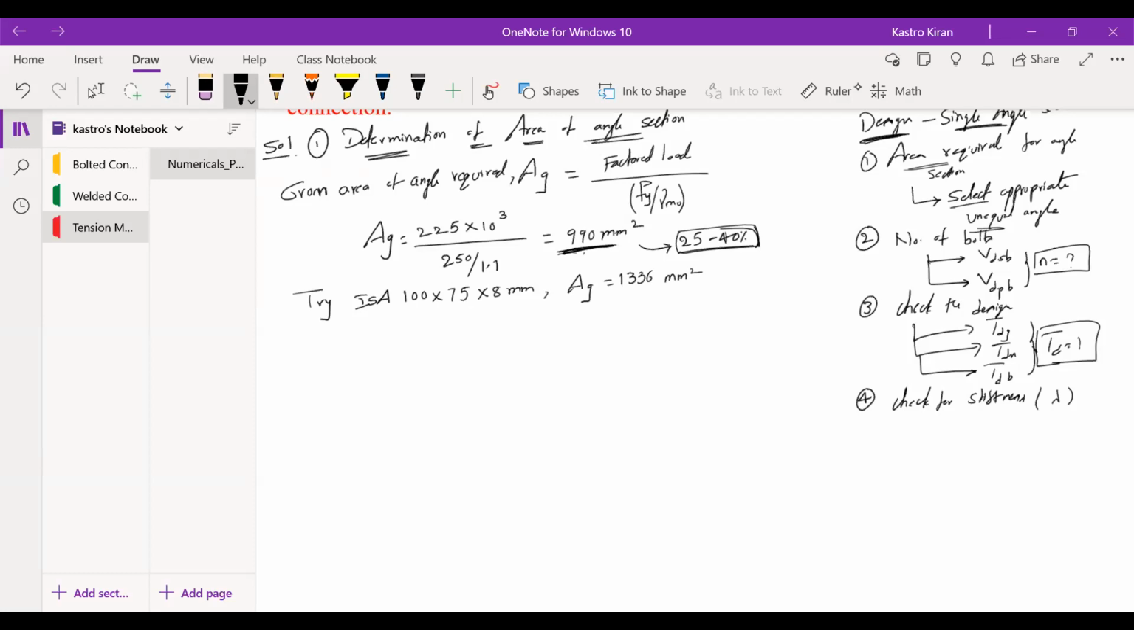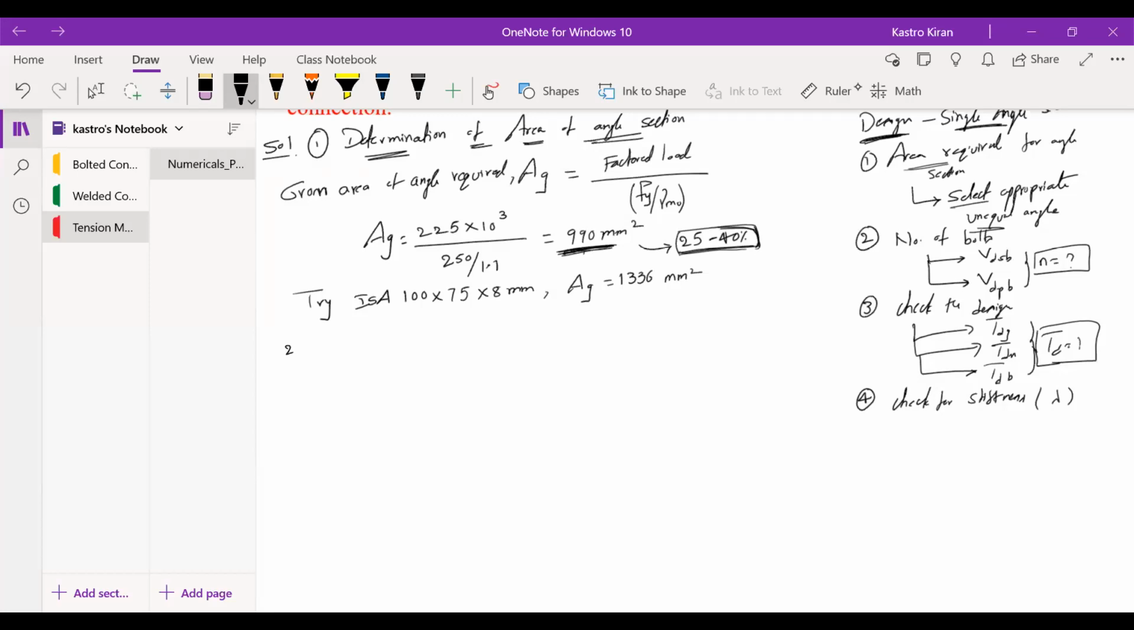You might ask why we don't take any other section which is less than that. You can take, but the only condition is it must be greater than 40% of the original area. So it's just a trial section again. It depends on you. You can take ISA 175 by 6 mm also, but it must have an area greater than what we obtained. So that's how this angle section is selected. So we are clear with the first step now.